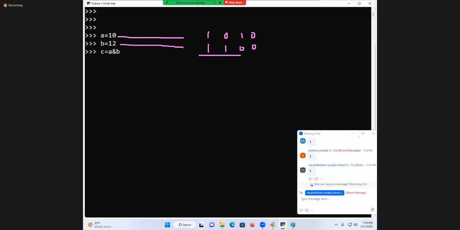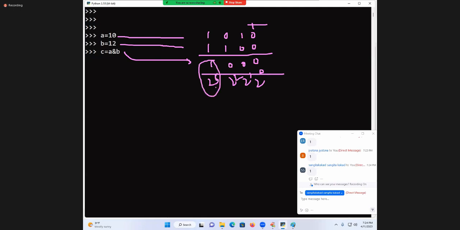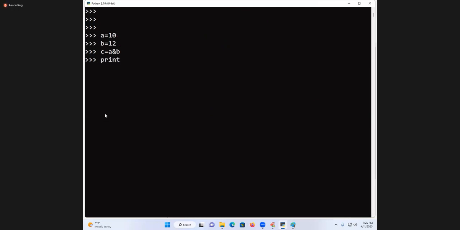1 1 0 0. What is that now? C is equal to operator. Come on. 0. Next. 0 0 1. What is this? Good. This is 2 to the power of 0, 2 to the power of 1, 2 square, 2 cube. 2 cube is called what here? 8. Other things are zeros, right or not? 8 is an answer. See, students, print of what? C. 8 is an answer.